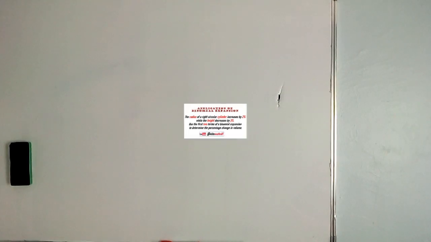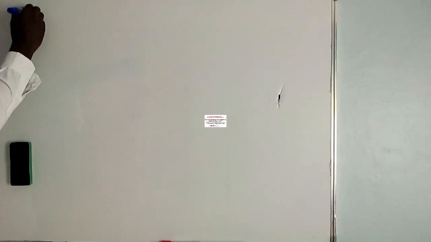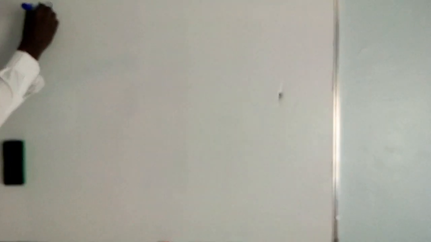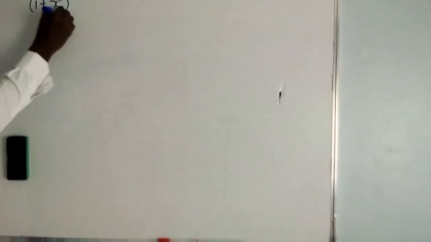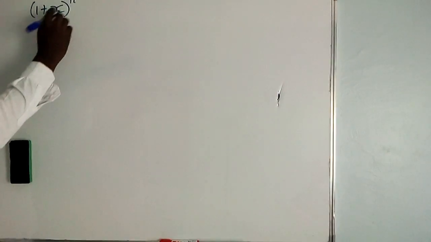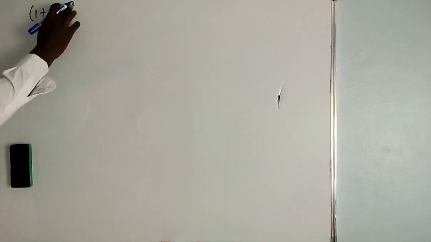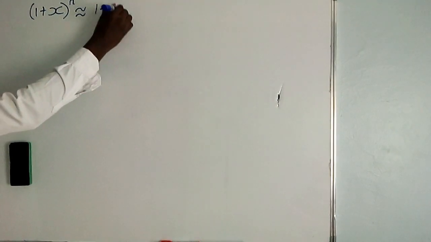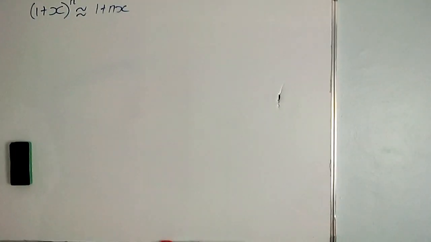So the first thing you write down is the first two terms of a binomial expansion, isn't it? When you have 1 plus x raised to power n, that is approximately 1 plus nx, isn't it? Because 1 is the first term, nx is the second term, so those are the first two terms.